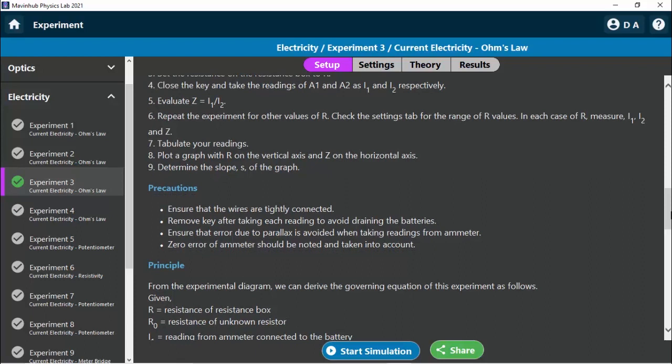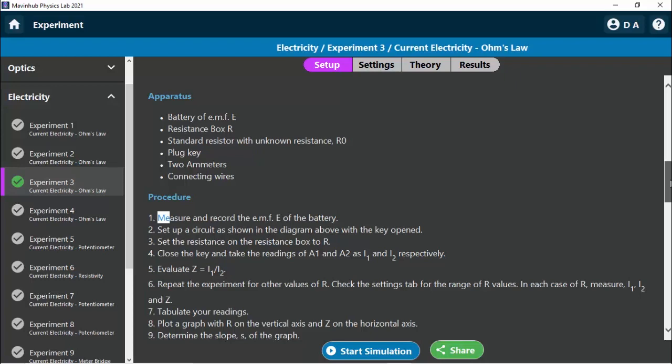Another thing I need to mention here is that when expressing the precautions, you should personalize it. You shouldn't state it the way it is here. When stating it in the exam, try to use expressions like: I ensured that the wires were tightly connected. I ensured that the key was removed after taking each reading to avoid draining the batteries. I ensured that error due to parallax was avoided. So try to state it as if you are reporting it personally.